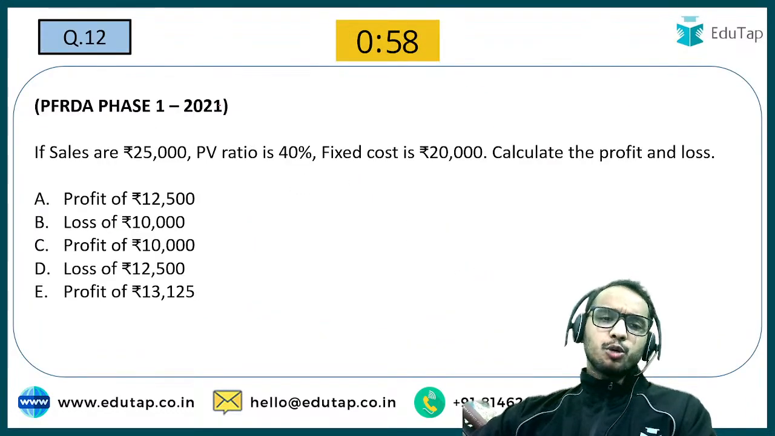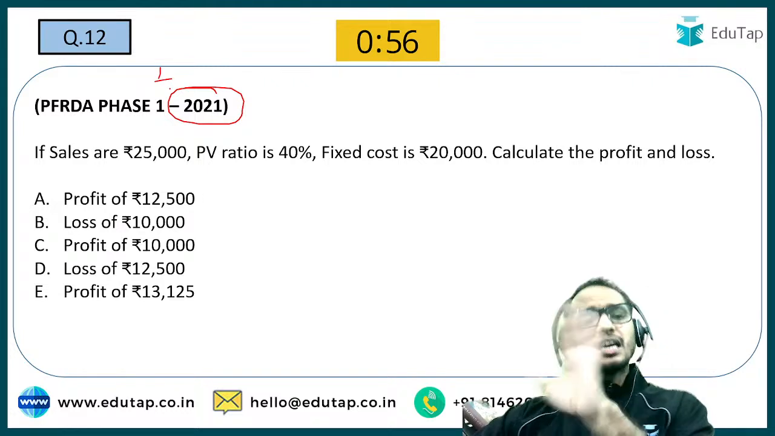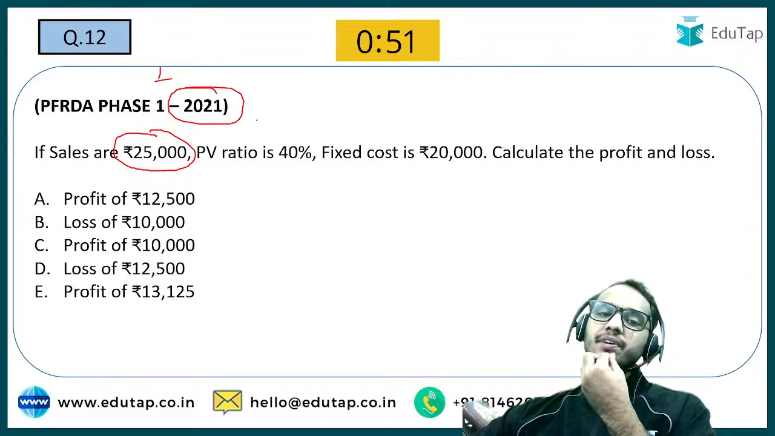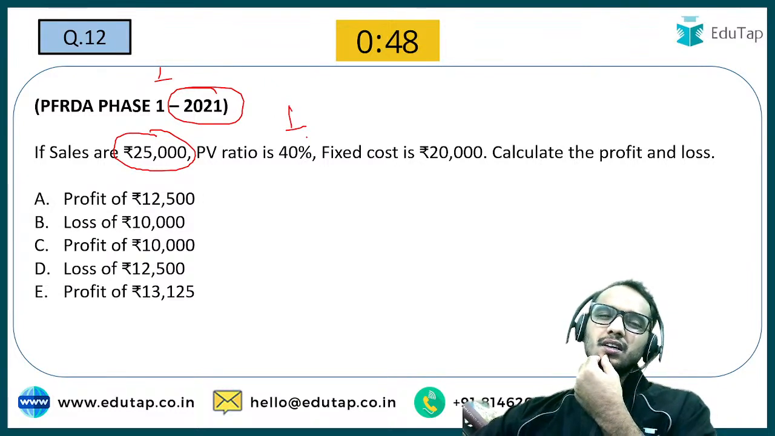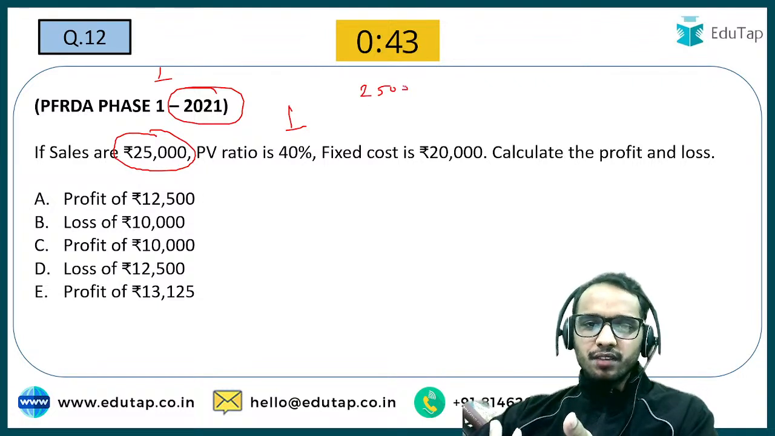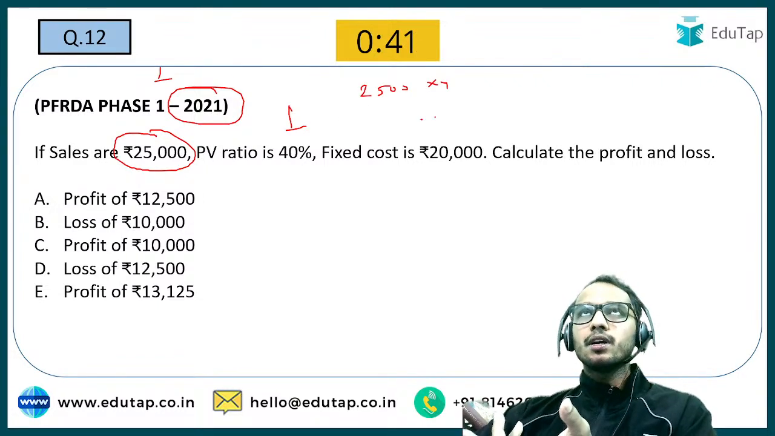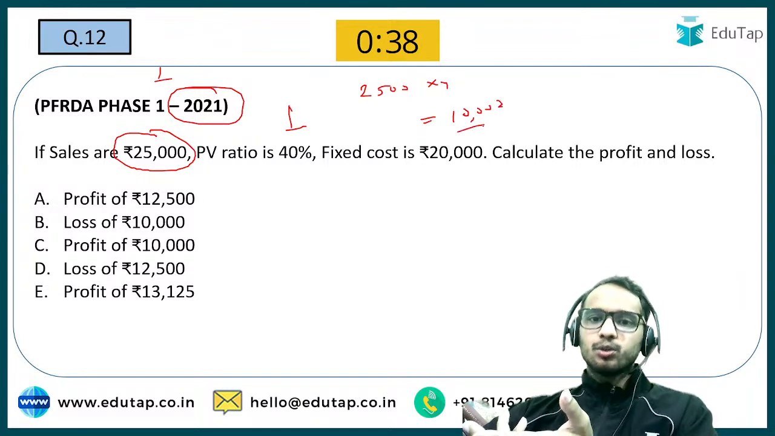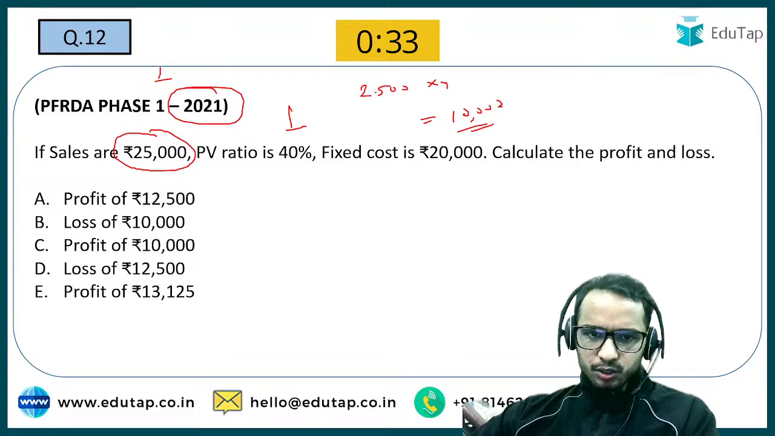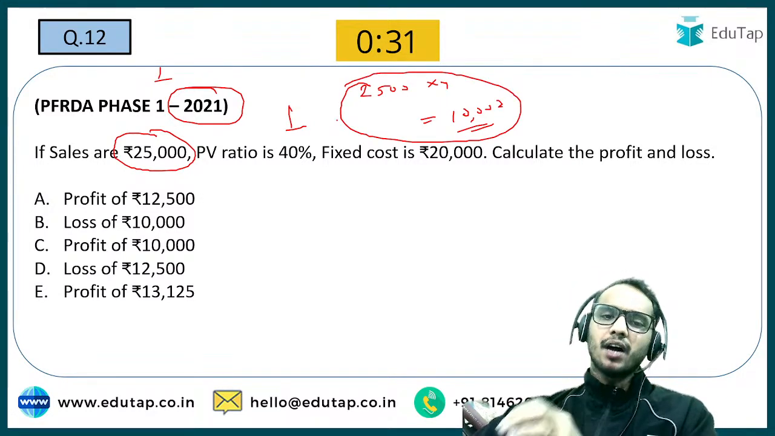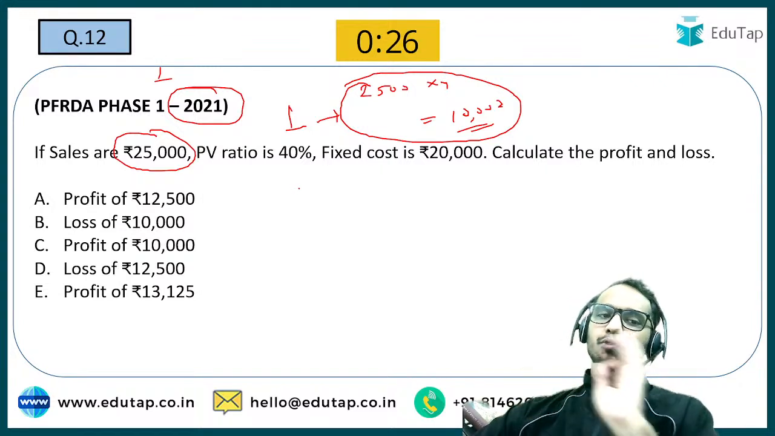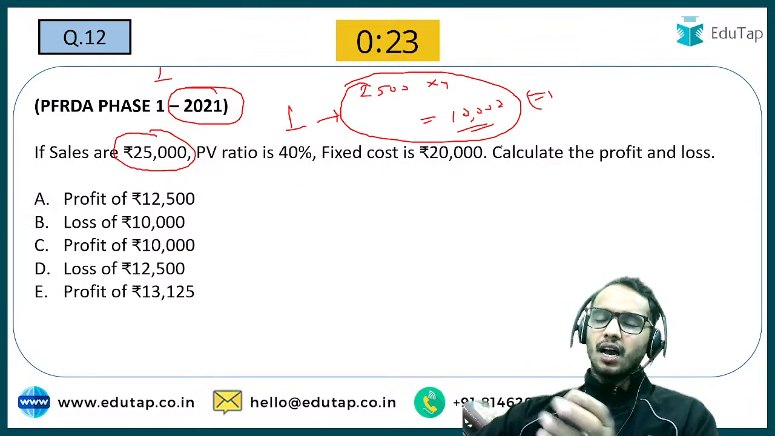Now again 2021 PFRDA phase 1, again a very easy numerical, I guess. Sales are 25,000, PV ratio is 40%. So you can calculate the contribution. 10% is 2,500. 2,500 into 4 will be 10,000. So 10,000 is your total contribution. You know how I calculated the contribution mentally? Very easy. I just calculated 40% of 25,000 mentally, and I have the amount of 10,000.